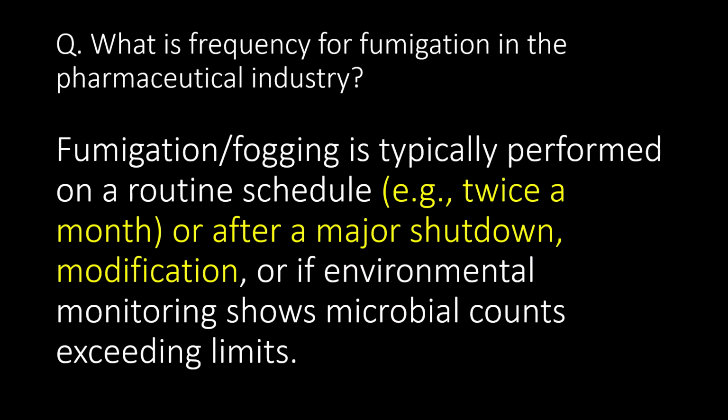What is the frequency for fumigation in the pharmaceutical industry? Fumigation or fogging is typically performed on a routine schedule, that is twice in a month, or after a major shutdown modification, or if environmental monitoring shows microbial counts exceeding limits.